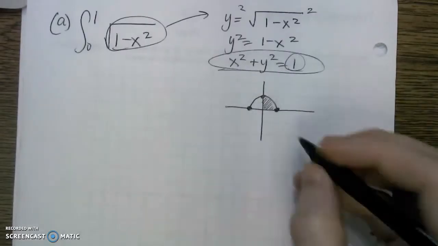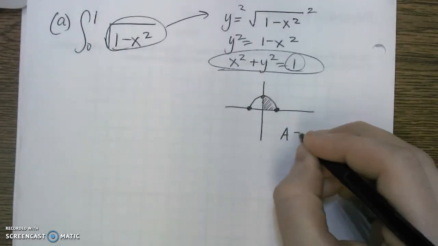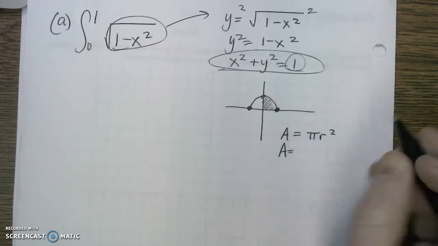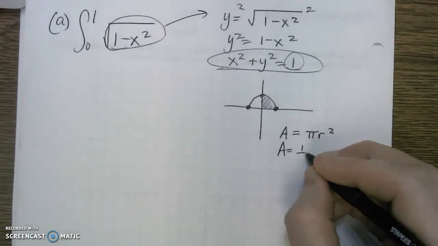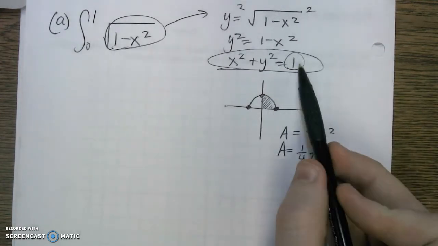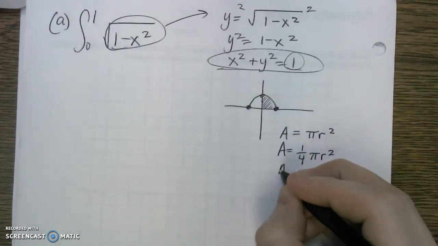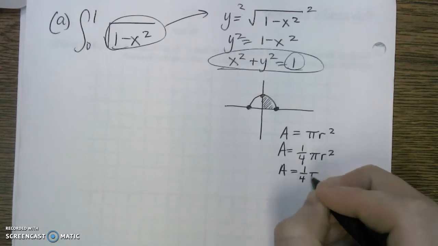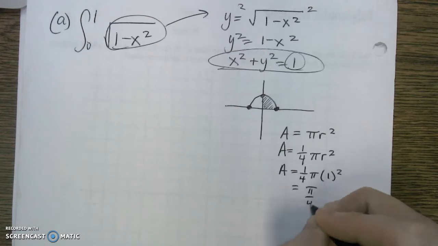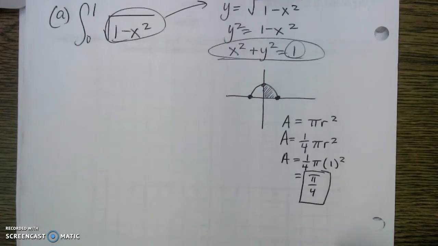And so if you think about it, the area of the whole circle would be pi r squared. But here we're only looking at a fourth of it. So we're only looking at one quadrant of the circle. So 1/4 pi r squared. And my radius is 1. So we get 1/4 pi 1 squared, or pi over 4 is the area. So that was just using area equations.